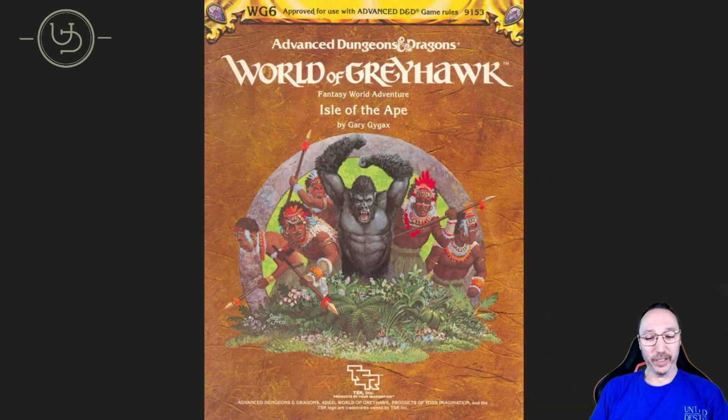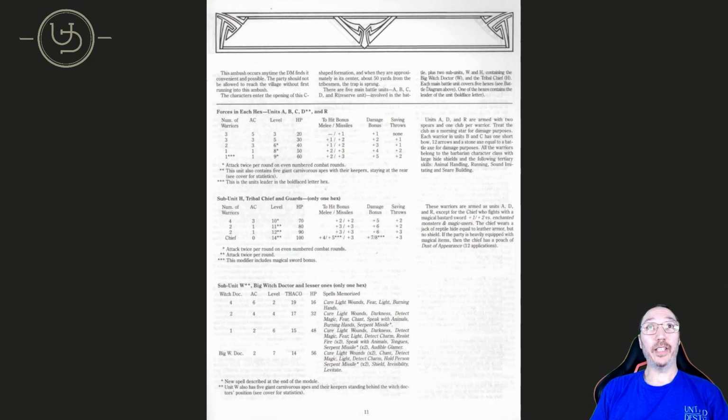However, there was an adventure, first edition, 1985, Isle of the Ape, that came out. And in here was the first official mention of THAC0. And here we see THAC0 mentioned. The Witch Doctor, its armor class, level, its THAC0 and its hit points.